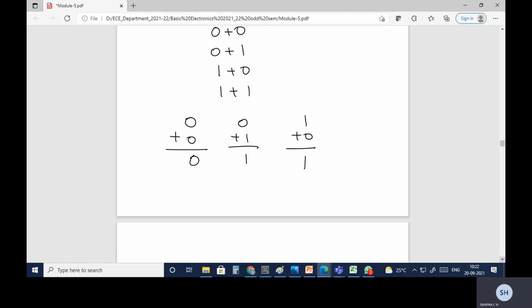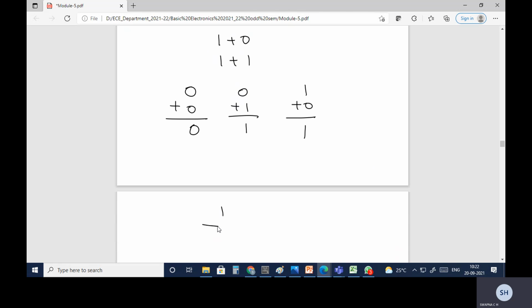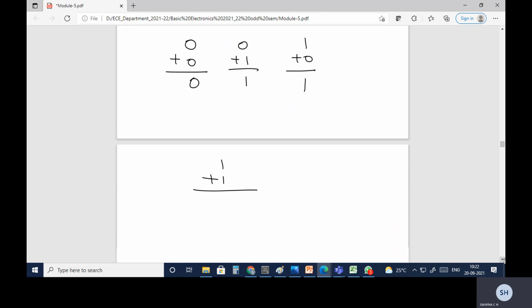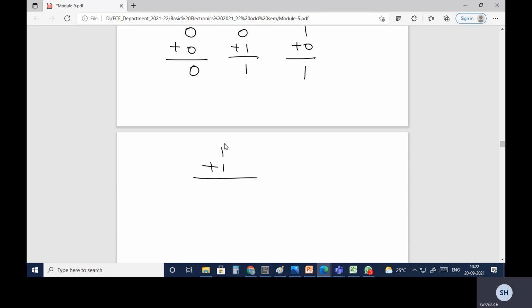When it comes to the last one, 1 plus 1, here is where you need to know how to add these two numbers. In order to add these two numbers, these are binary numbers, so I will convert these binary numbers to decimal numbers. First we'll perform decimal addition and then we'll see what will be the output in binary.